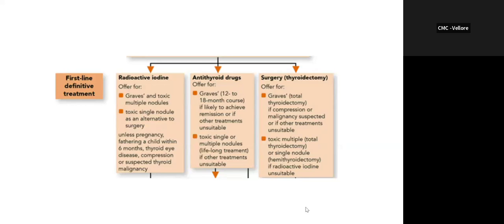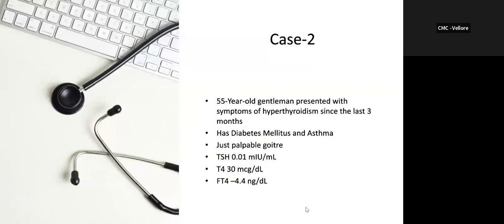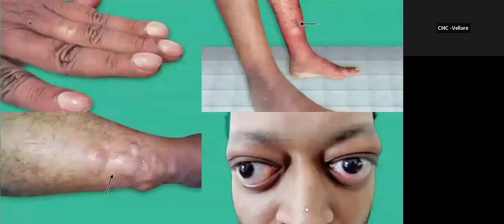So now, what is the diagnosis? Very straightforward, right? The patient has symptoms for 3 months, a just palpable goiter, TSH is suppressed, T4 high. This is how classical Graves comes to you. You don't need to go around to catch the diagnosis. Look at the face and diagnose.